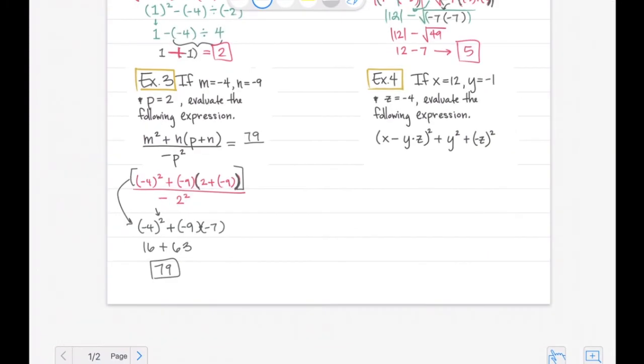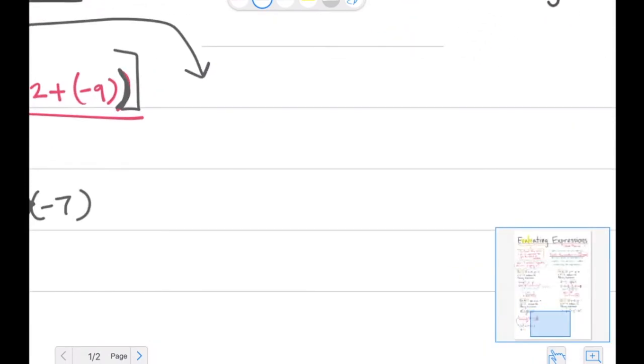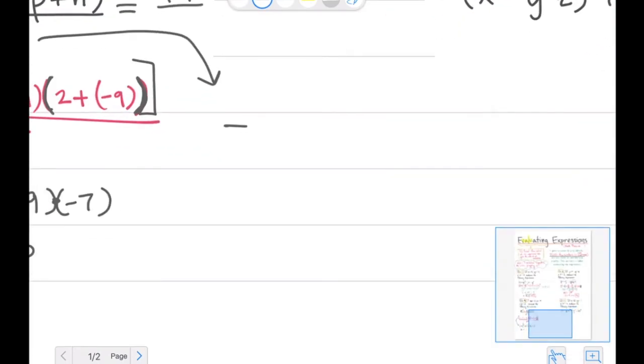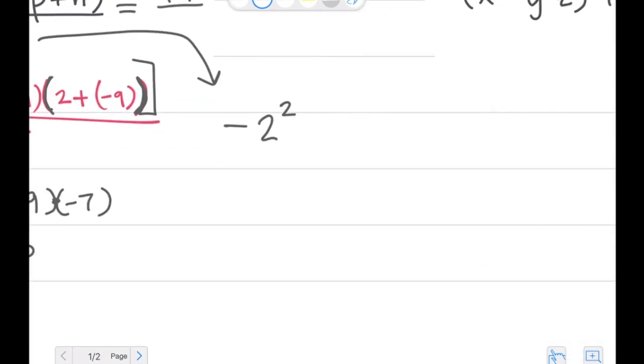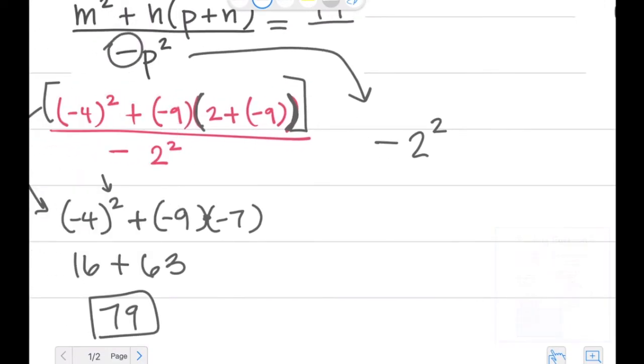Now let's do the denominator right here. So it's negative, and then the p is 2. So negative 2 squared. Notice the negative came from the expression. The only thing that's being squared is the 2. You could look at this like a negative 1 times 2 squared, if that helps you. So when you expand this out, you don't expand the negative with the 2. You could think of it like it's saying that you want the opposite of 2 squared. That might be a good way to think about it too. So it's the opposite, the negative, of 2 times 2, so that gives us a negative 4.